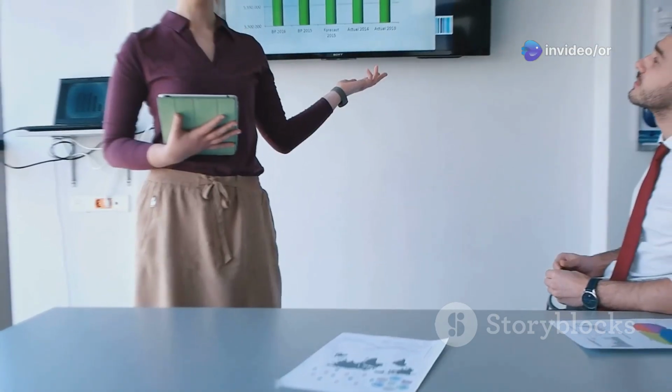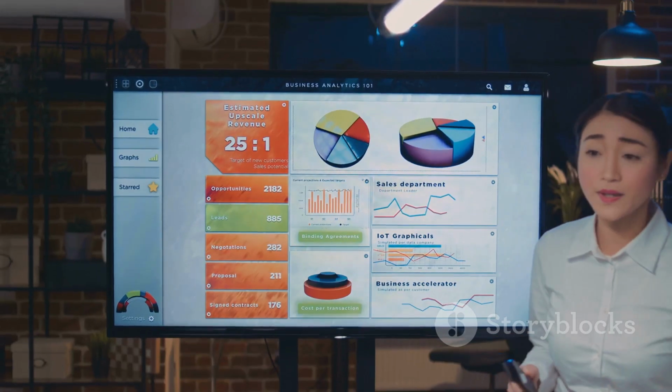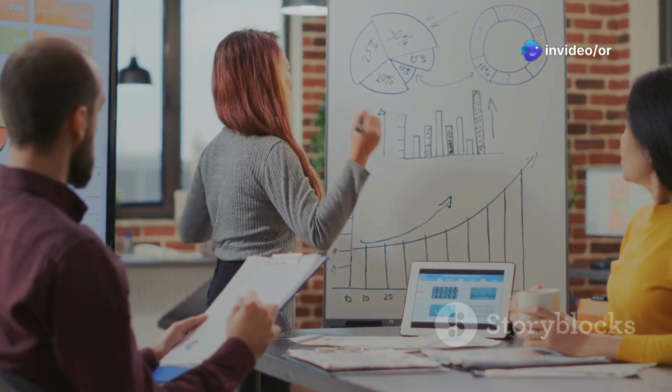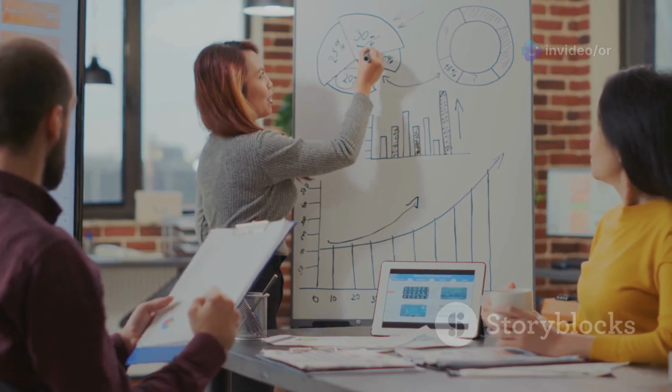To truly make an impact, we need to present that data in a way that is clear, compelling, and inspires action. This is not just about making pretty charts and graphs. It's about understanding what makes people tick, what motivates them, what concerns them, and what information they need to make informed decisions. It's about connecting with your audience on a deeper level by tapping into their wants and needs.